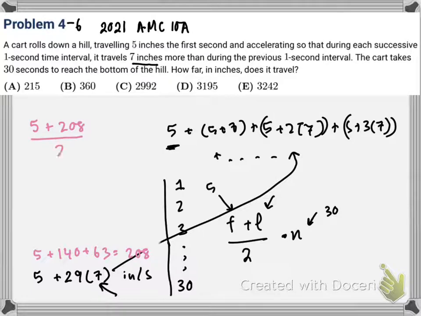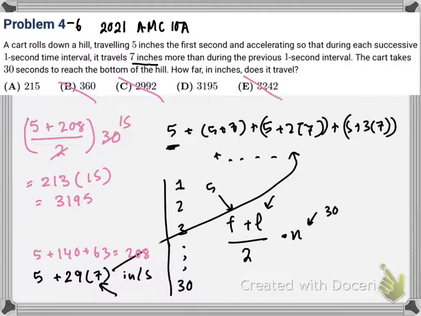Let me divide that by 2, and I'm going to multiply all that by 30 because that's the number of terms there are. And canceling this into 15, I'm going to get 213 times 15. I'll spare you all the arithmetic. You end up getting 3195. And even without calculating all of it, you can already eliminate some options by seeing that 3 times 5 is going to give you a units digit of 5. All right, so your answer is option D.